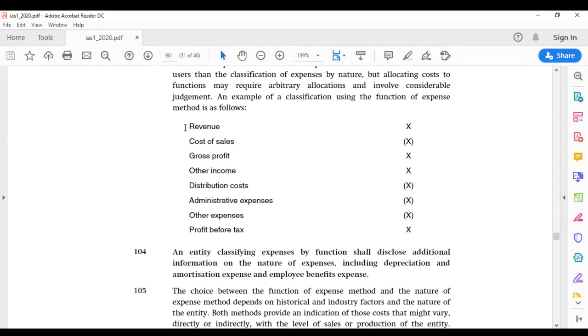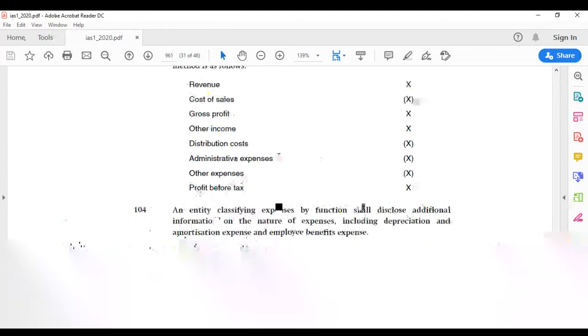If you're using the cost function, you're going to start with revenue. If there is any other income, you're going to include it there. Gross profit, you don't have to disclose it. They mention it here as an example, but it's not actually a disclosable item. They show other income here, whereas I believe it's better to do it after revenue. So this is just an example.